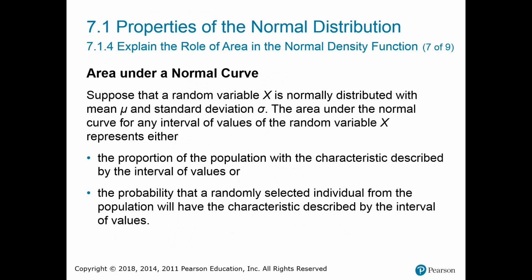Suppose that a random variable x is normally distributed with mean and standard deviation. The area under the normal curve for any interval of values of the random variable x represents either the proportion of the population with the characteristics described or the probability that a randomly selected individual from the population will have the characteristics described.